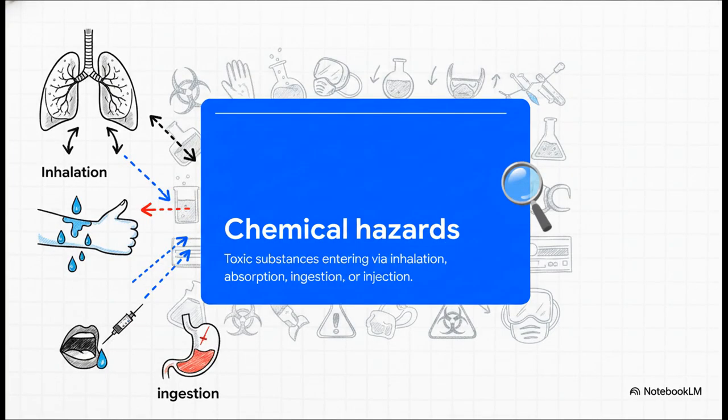Now, when we pivot to chemical hazards, the exam is going to explicitly require you to know exactly how toxic substances physically get into the human body. So definitely memorize these 4 specific pathways. We have inhalation, so breathing it in, absorption, where it soaks right through the skin, ingestion, which is swallowing it, and injection, entering through a puncture or a cut. Knowing these exact pathways is what dictates the specific protective gear you'll end up needing.